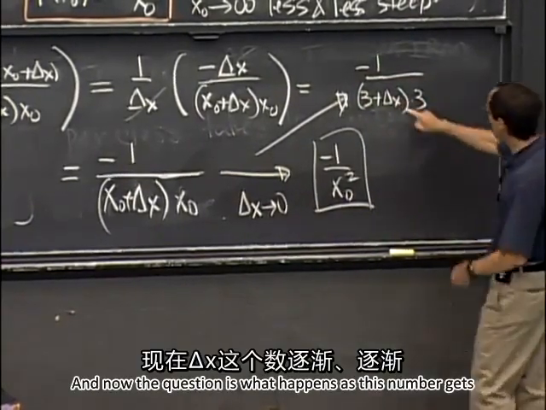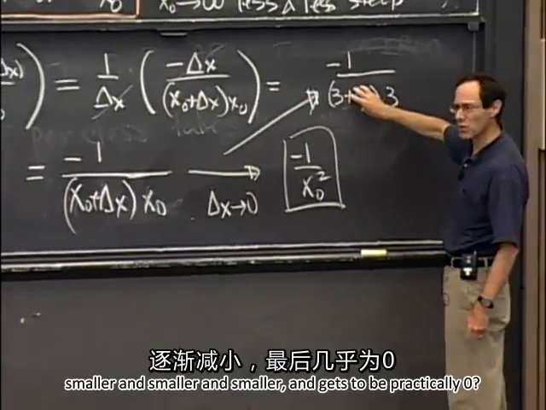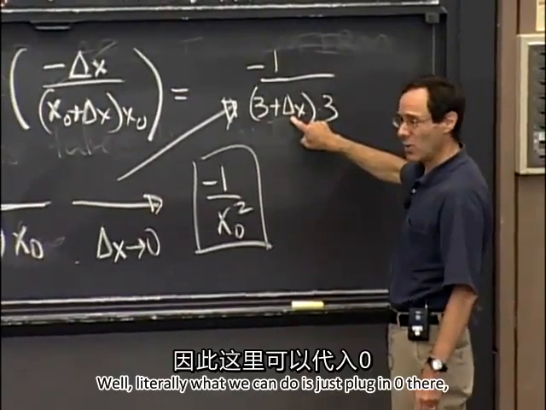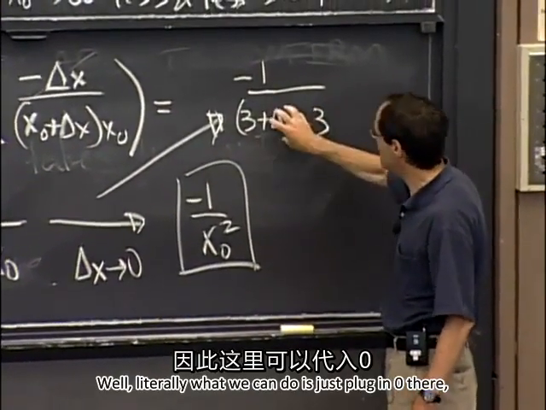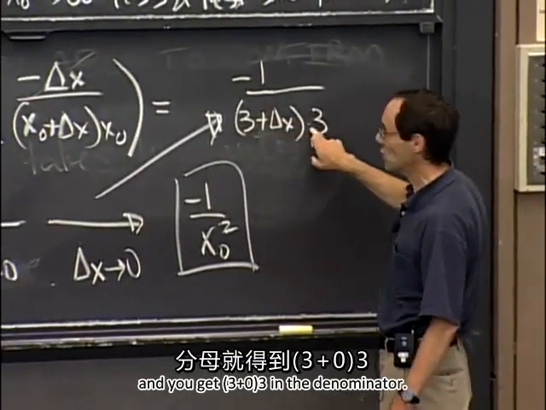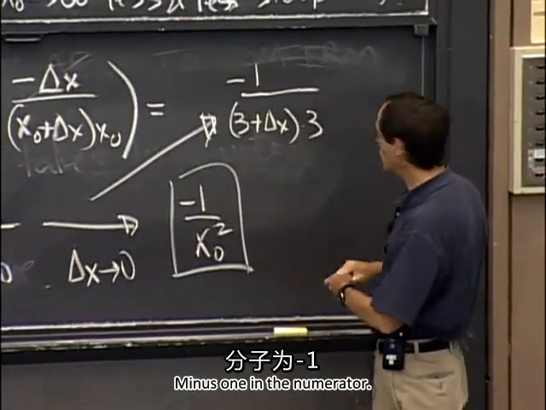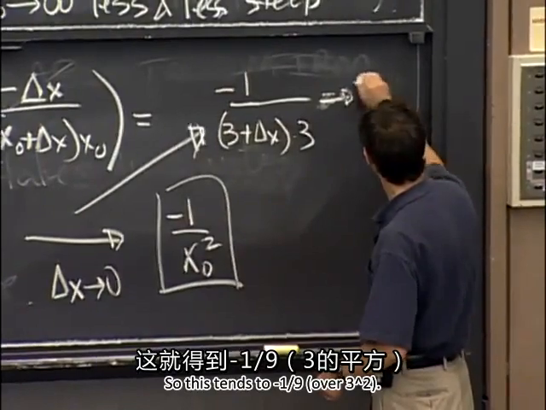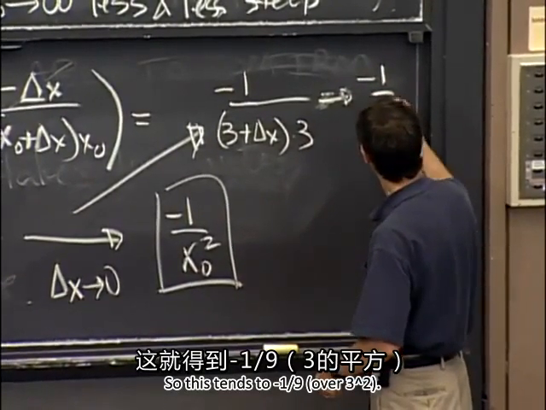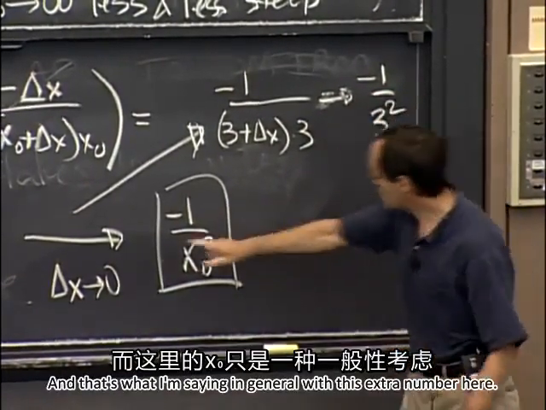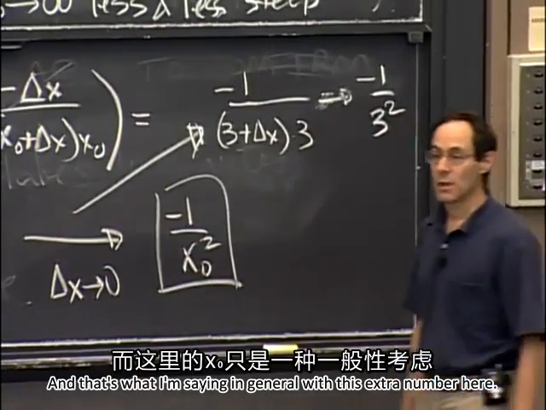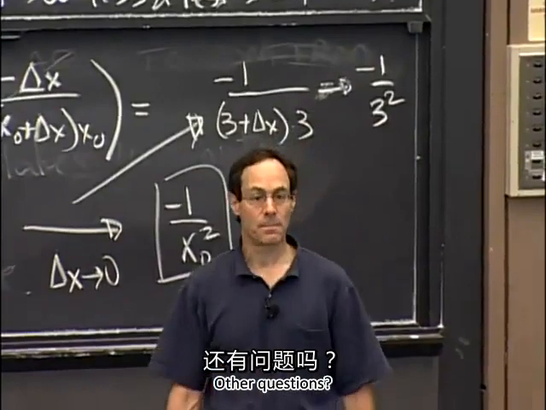And now the question is, what happens as this number gets smaller and smaller and smaller and gets to be practically 0? Well, literally what we can do is just plug in 0 there. Then you get 3 plus 0 times 3 in the denominator, minus 1 in the numerator. So this tends to minus 1 over 9, over 3 squared. And that's what I'm saying in general with this extra number here. Other questions?